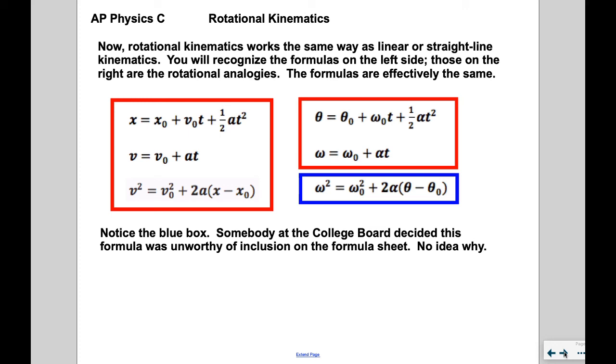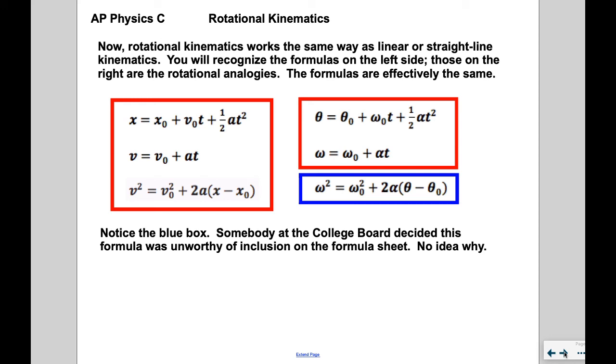the position x in linear motion is represented in rotational motion using a theta. Theta sub naught or theta sub 0 is obviously the initial angular position. Omega sub naught is the initial angular velocity, and then alpha is the angular acceleration. For some reason, the third formula here, omega squared equals omega naught squared plus 2 alpha theta minus theta naught, that one for some reason is not included on the formula sheet, but it is a good one to know. It's definitely a useful formula.